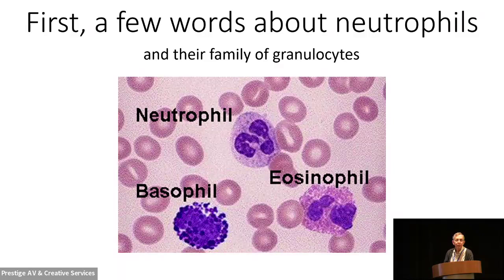Granulocytes are white blood cells that have granules. And neutrophils have these very subtle little neutrophilic granules, but their cousins, the eosinophil and basophil, are much more dramatic.